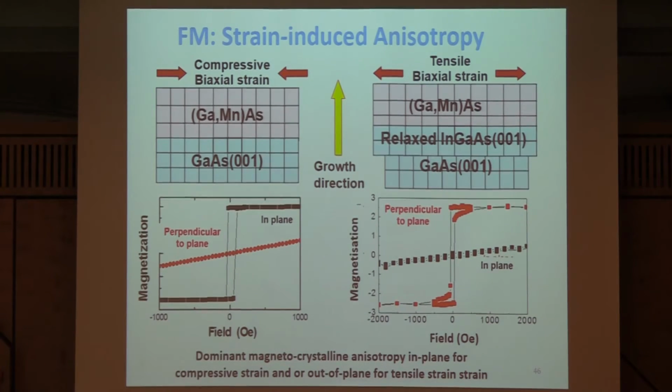Whereas if you go gallium manganese arsenide on gallium arsenide, it's a biaxial compressive strain, and the strain is the most important thing that's determining the anisotropy here, and it forces the material to have a strong in-plane preference. It actually turns out to be uniaxial in plane, for reasons that are still not really clear. Well, they're complex at least.